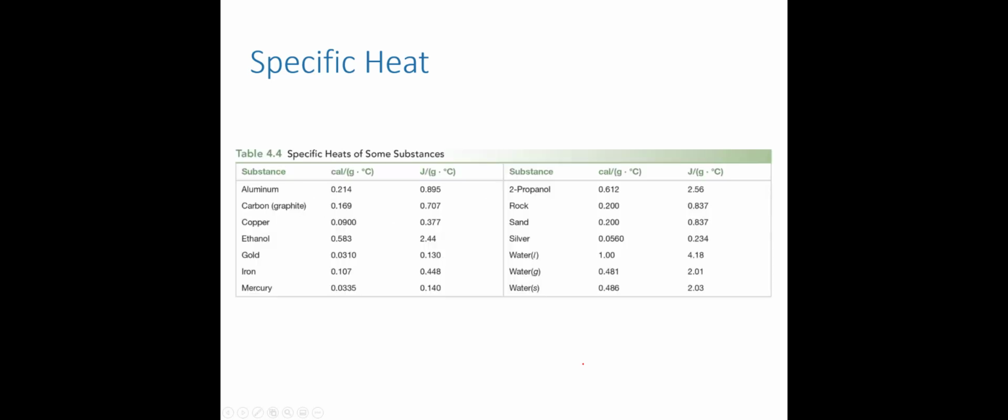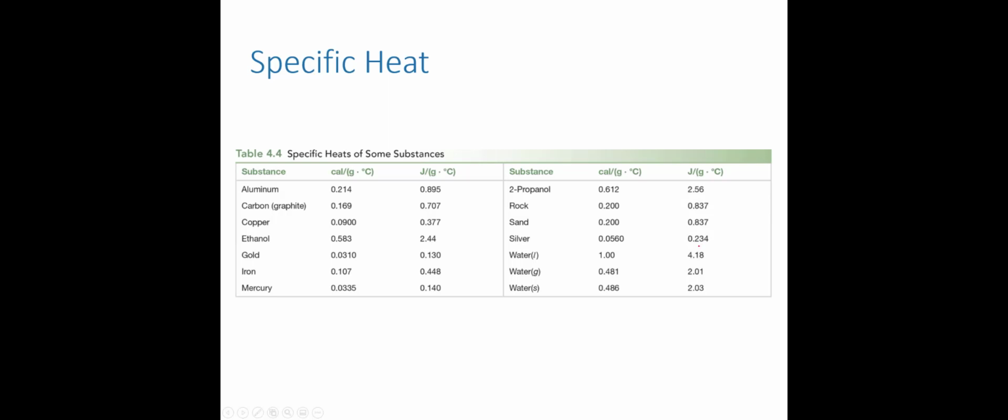So what I'd just like to do here then is compare some of these. We have 2 different sets of units here, calories per gram degree Celsius or joules per gram degree Celsius. I don't want to use calories per gram degree Celsius, so let's just ignore those for right now. We're only going to compare this column and this column. And what compound here has the highest specific heat?